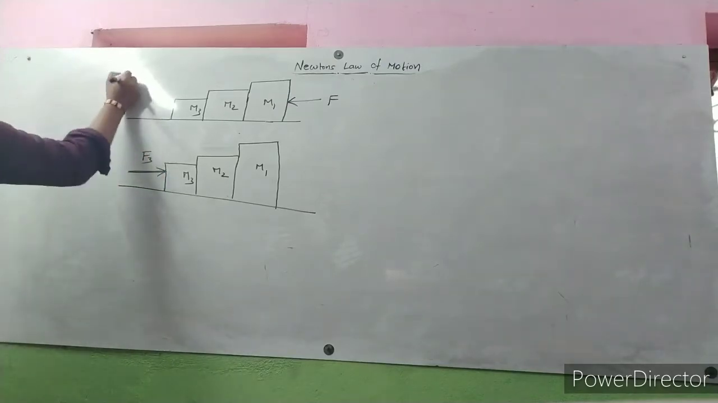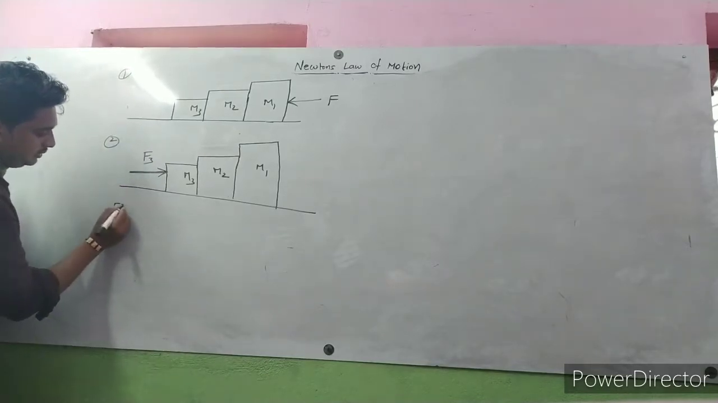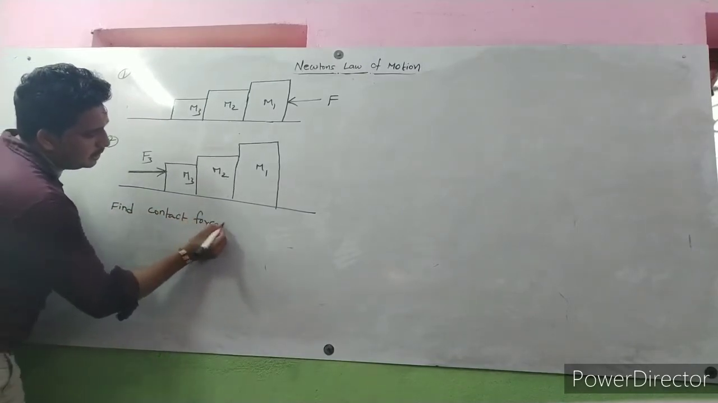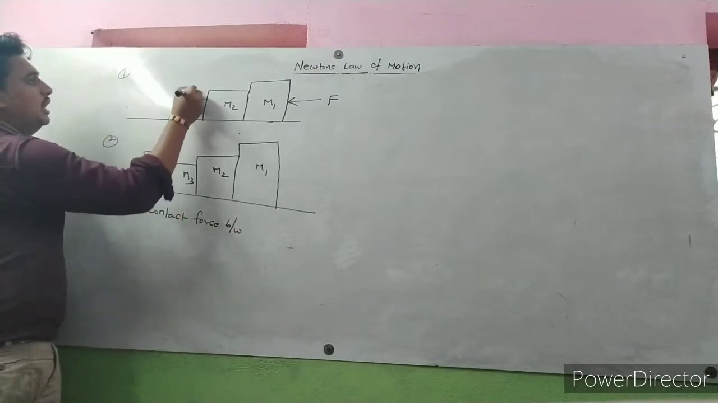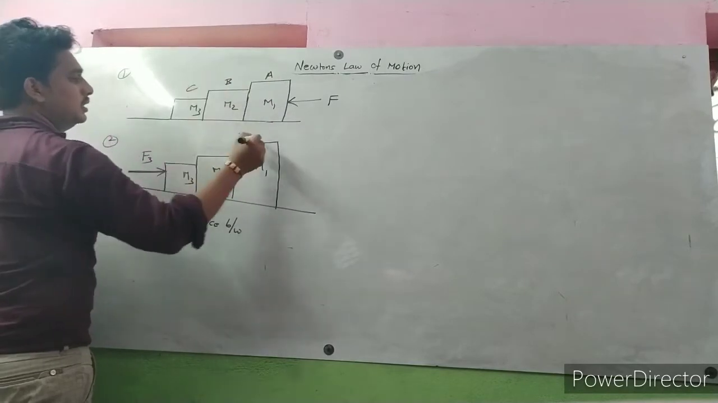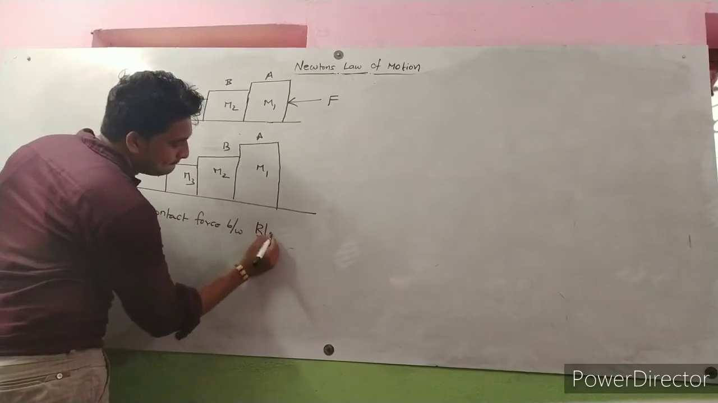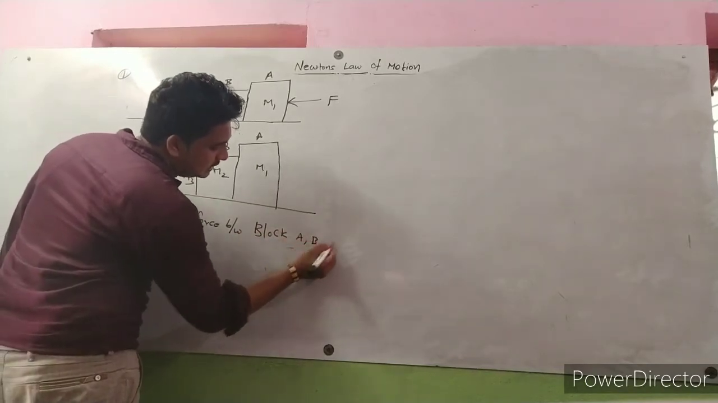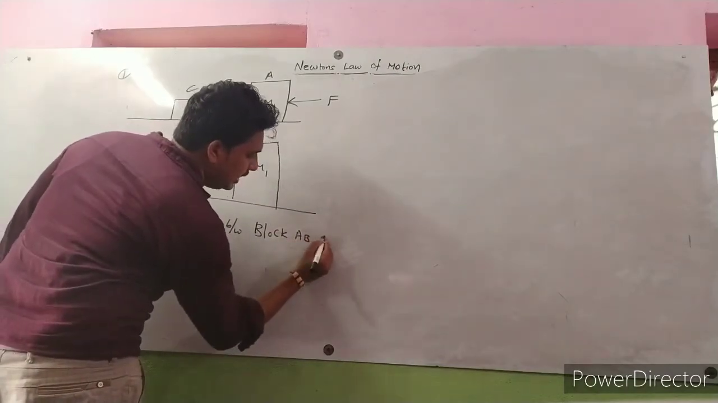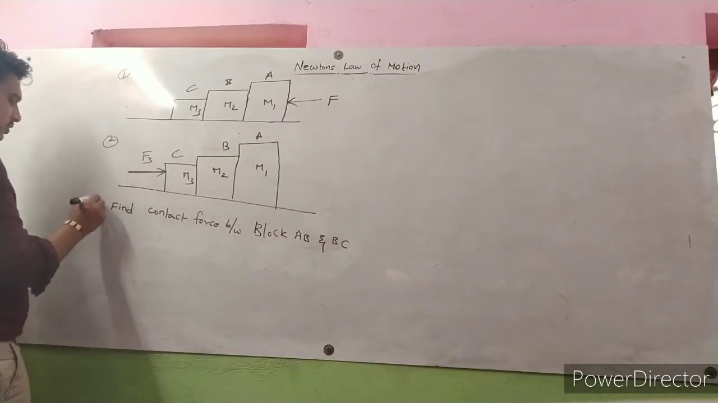So this is problem 1, problem 2. In these two questions, find the contact force between the blocks. This is block A, B, C. This is also A, B, C. Contact force between blocks A, B, C, that is AB and BC. So this is the first question.